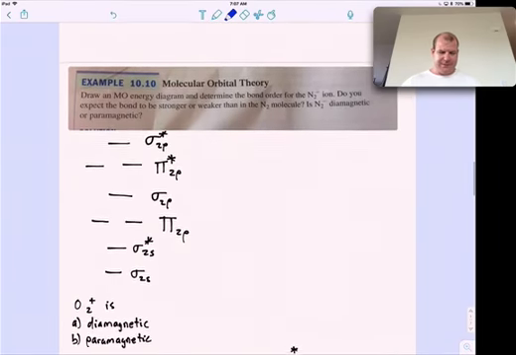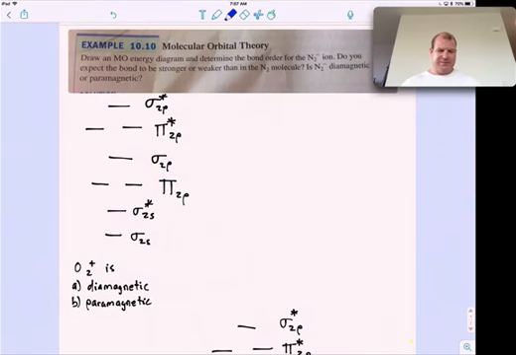Okay, let's do some of this stuff. Molecular orbital theory. Draw the molecular orbital diagram for and determine the bond order of the N2 minus ion. Do you expect the bond to be stronger or weaker than the N2 molecule? Is it diamagnetic or paramagnetic?